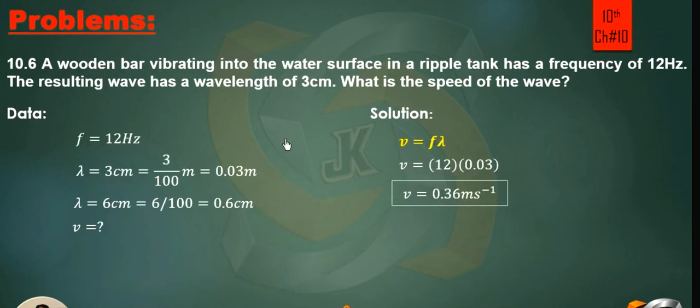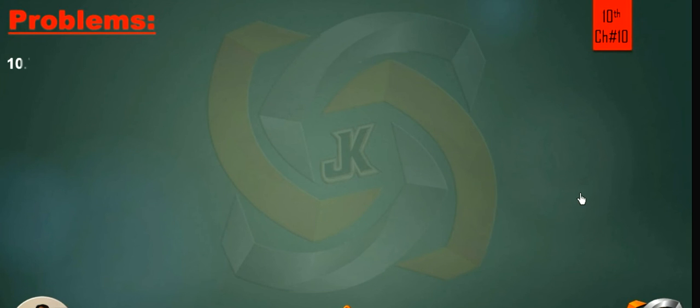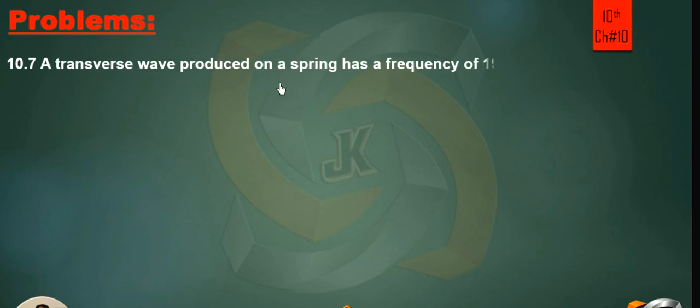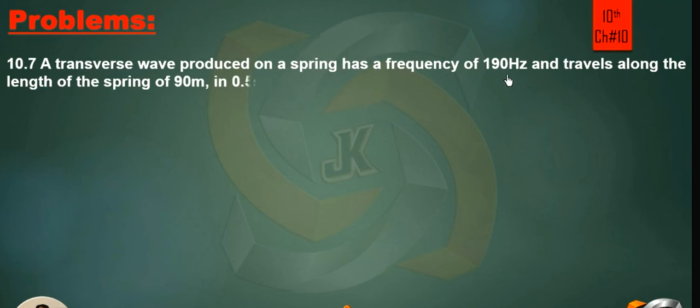Now the next numerical we will attempt will be 10.7, but if examiner asks you to attempt it with wavelength of 6 centimeter, then you can divide 6 by 100 and you will get 0.06 meters. Because of software, students, if there is a problem in writing the correct value, you can correct it.